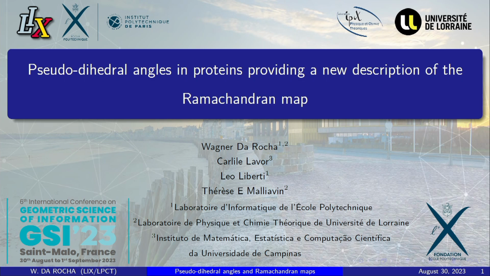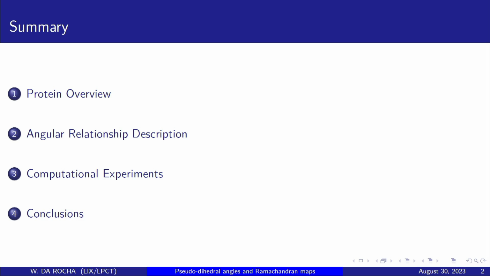The title of my presentation is "Pseudo dihedral angles in proteins providing an L description of the Ramachandran map." Those three people were my co-authors in this article. I'm doing a postdoc at École Polytechnique, but I also have ties to the University of Lorraine. My presentation will be divided into these four steps.